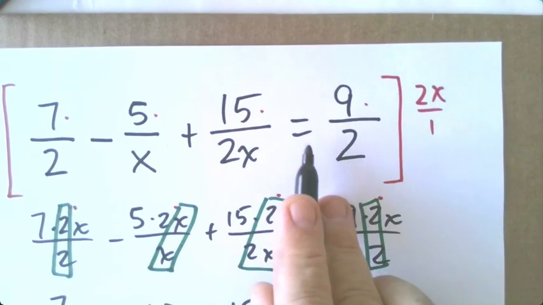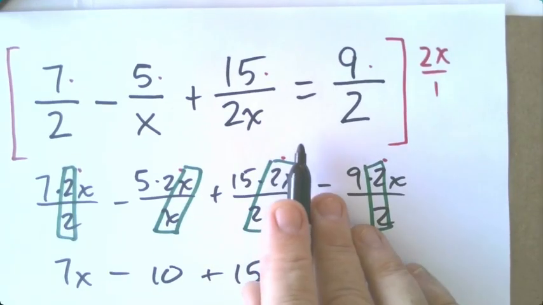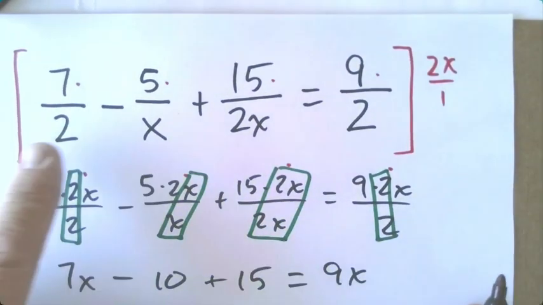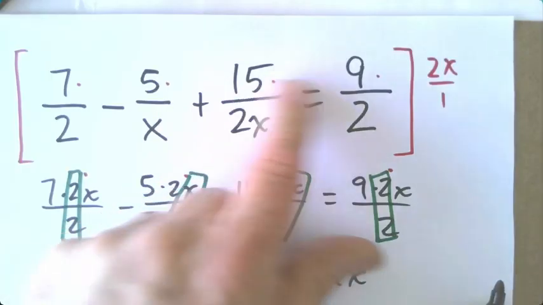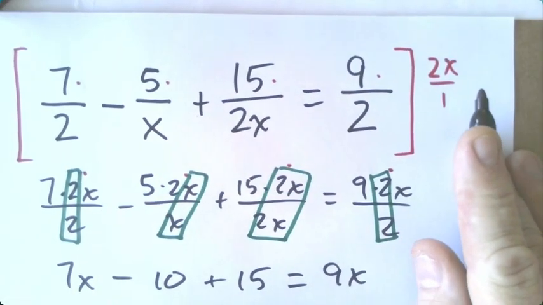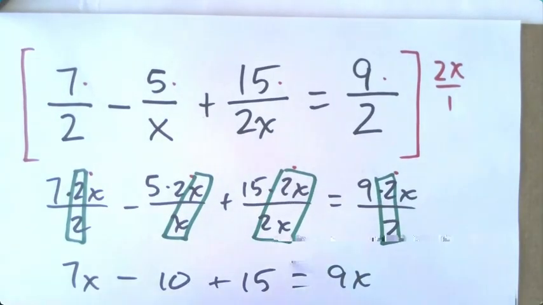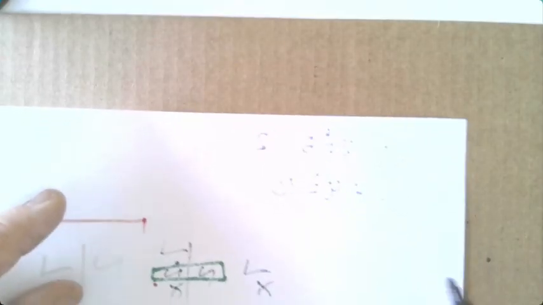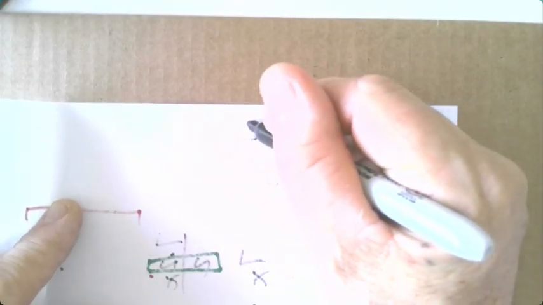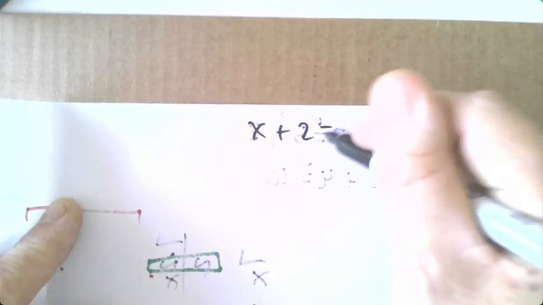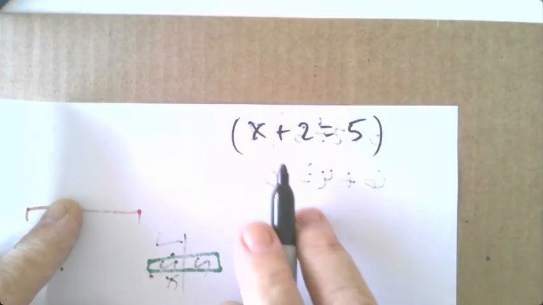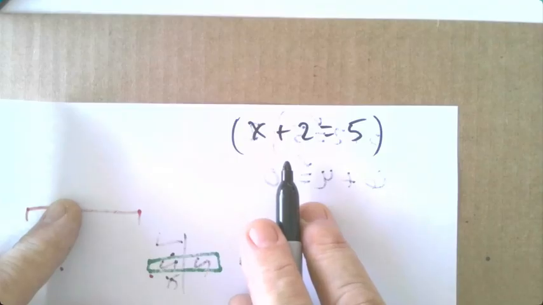This equality is preserved. So I can multiply this term, term, term, and term all by 2x, and I'm not changing the nature of the equation. This was a bad example to show with just numbers. Let's look at this. If I said x plus 2 is 5, you guys all agree that x is 3, correct? Right, x is 3.